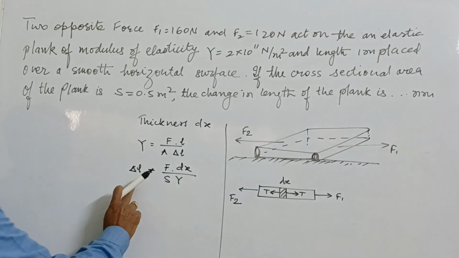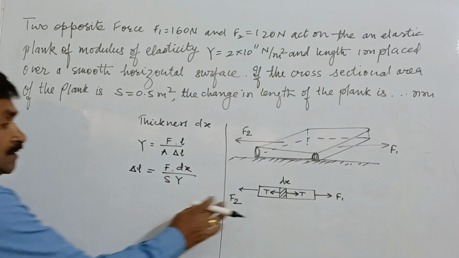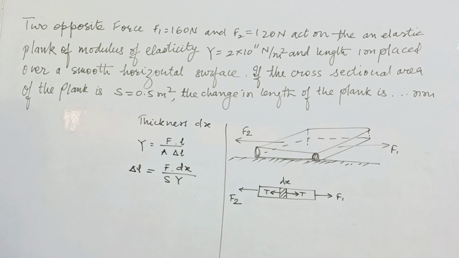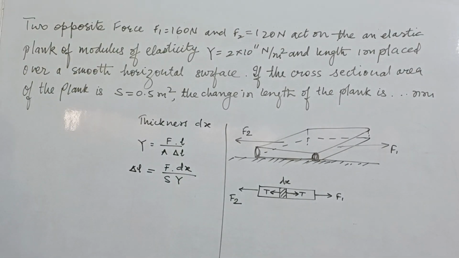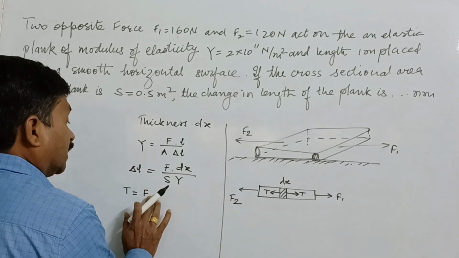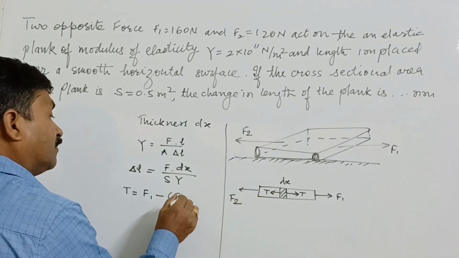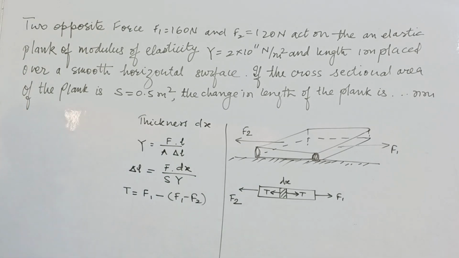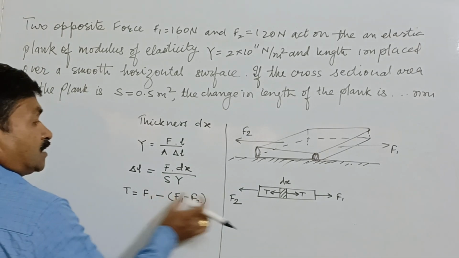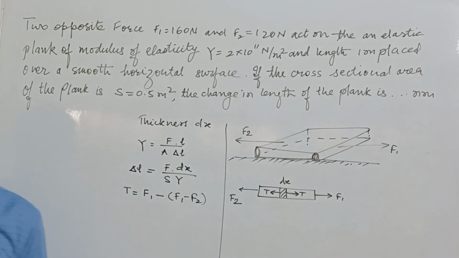Now for calculating this we need to know the force, and for knowing the force, we see there are two forces acting. One is F2 and another one is F1. So if we consider it, it will be the tension in it, and on one side the tension which we can have is F1 minus F2. This tension which is acting is F1 minus F2 into x upon L.